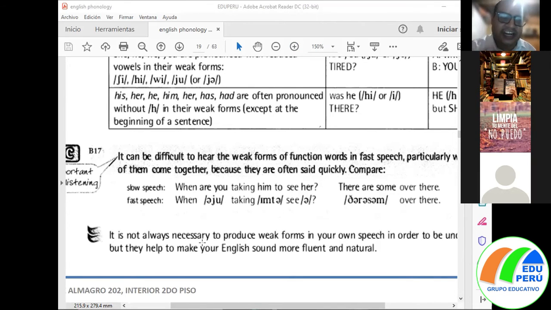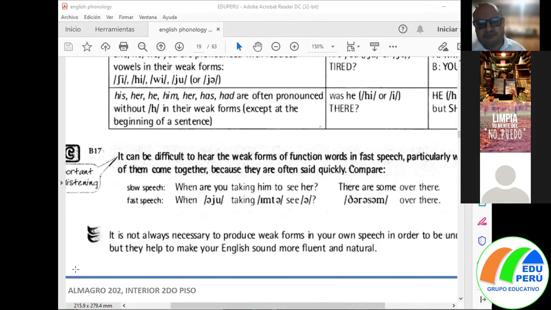But notice now in a connected way: When are you taking to see her? Notice, you reduce: when are you, when are you taking to see her? See her, take him, to see her. Notice how you reduce, you connect the words together. This is very important. Let's pass to the other one.